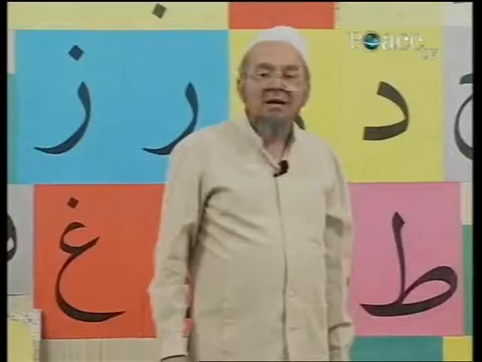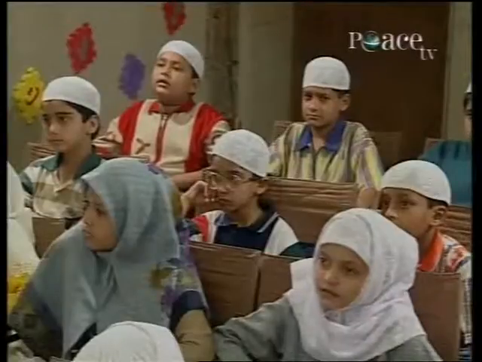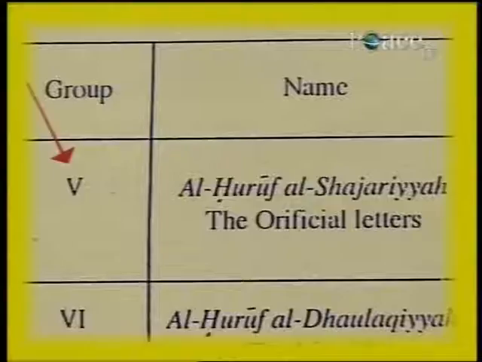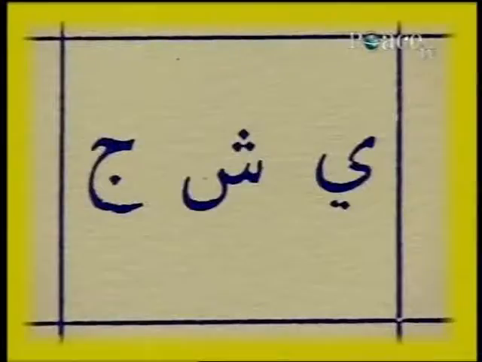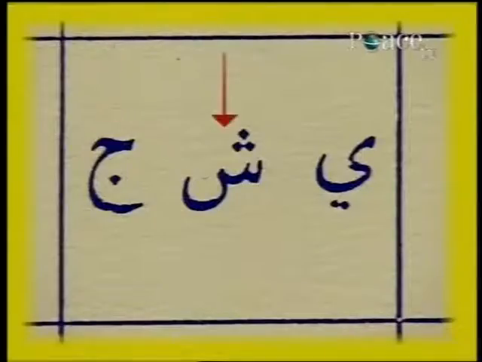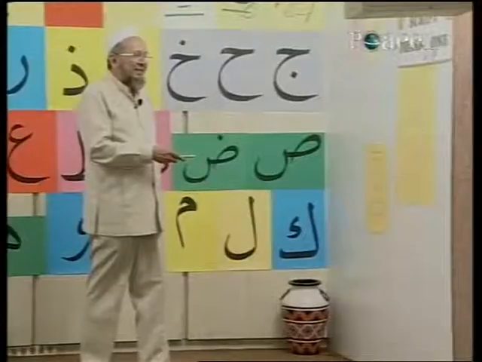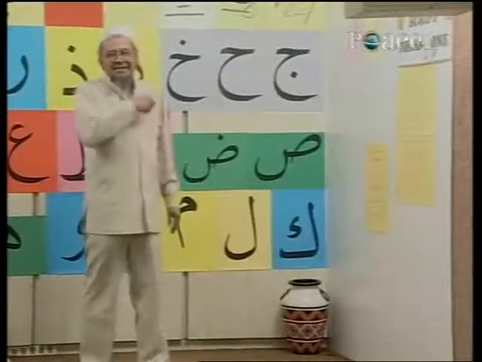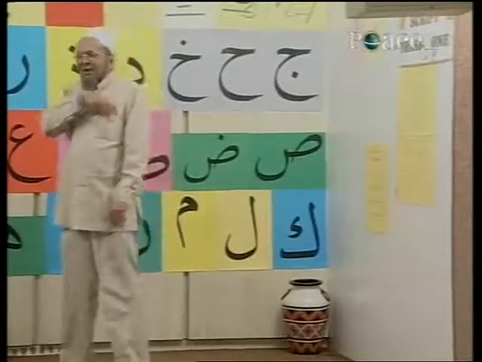Good. Now let us try to go to the next group, and that is group 5. Group 5 includes 3 letters. And these are Jim, Sheen, and Ya. Now let me show you.